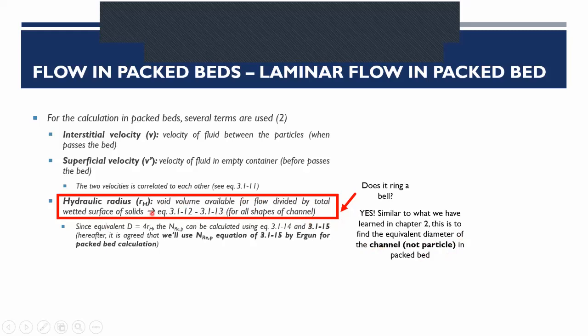So hydraulic radius, or RH, is the void volume available for flow divided by the total wetted surface of solid. We can use 3.112 and 3.113 to find the RH for all shapes of channel.